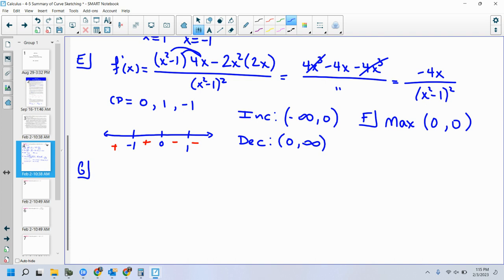Now, G is the concavity test, right? No? Grace is just, no, it's not. No.